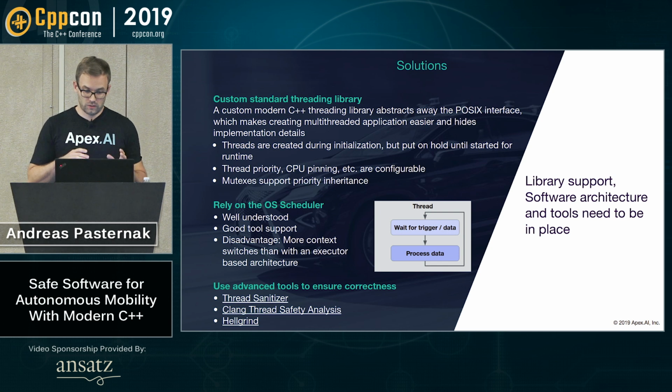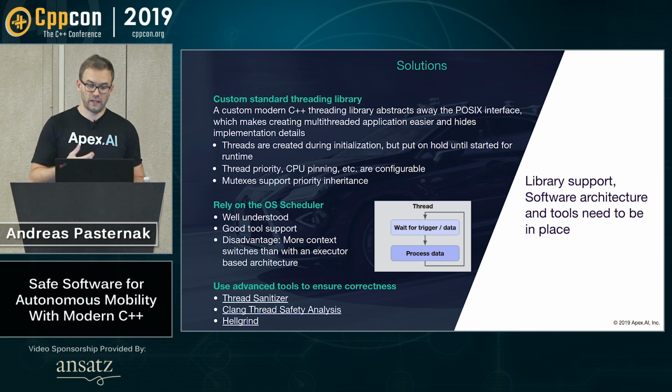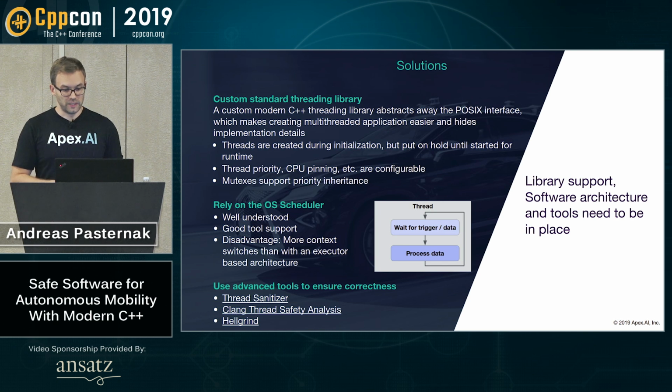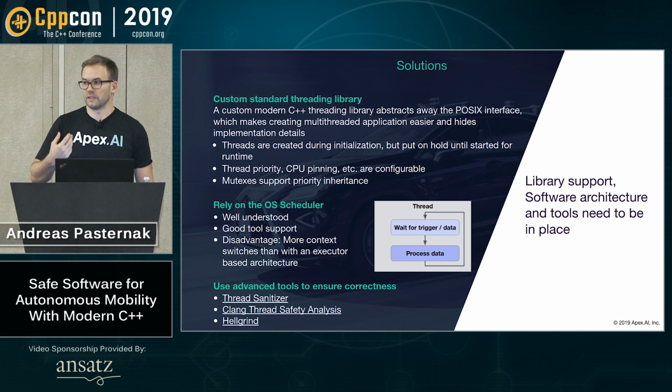Then on the high-level software architecture, we don't rely on an executor. We rely on the OS scheduler. If you look at the small picture in the middle of the slide, every task basically runs in its own thread, and it waits for a trigger or for some data to arrive and then processes its data. You have many of these tasks, meaning many threads running, which means the OS scheduler can interrupt a thread at any moment if a higher priority task should be executed.